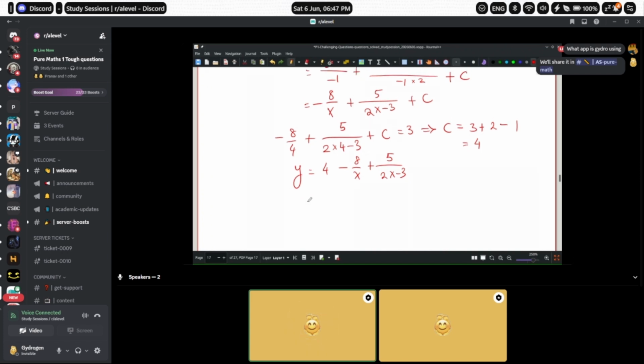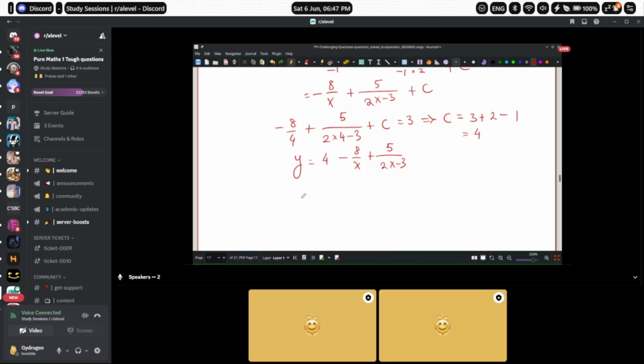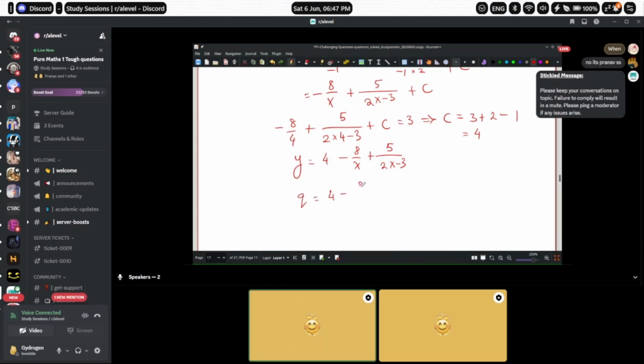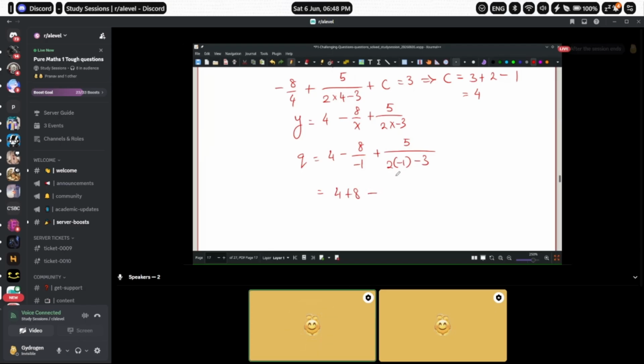And so at x equals minus 1, q is 4 minus 8 over minus 1 plus 5 over (2 times minus 1 minus 3), which is 4 plus 8 minus 1, which is 11. So the answer to this question is 11.